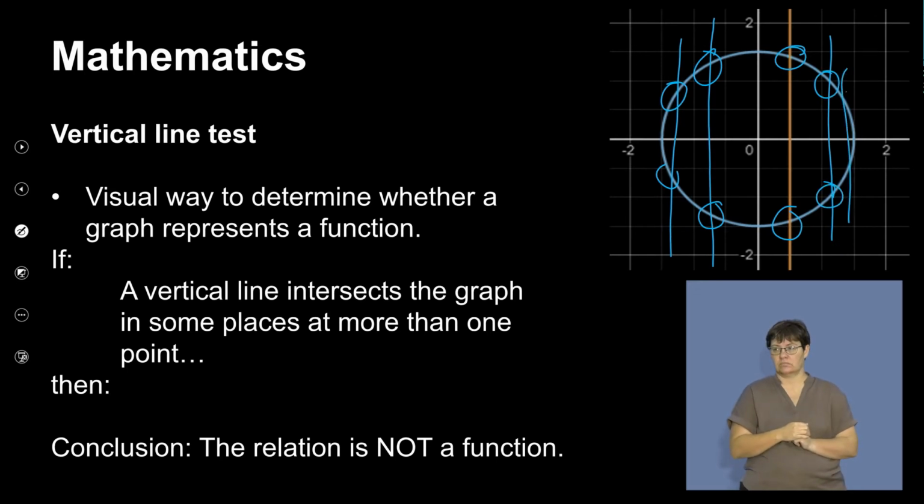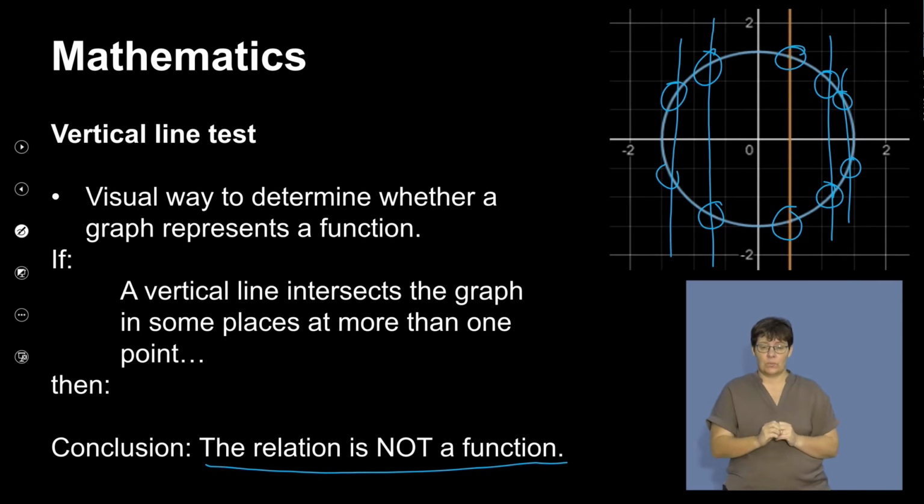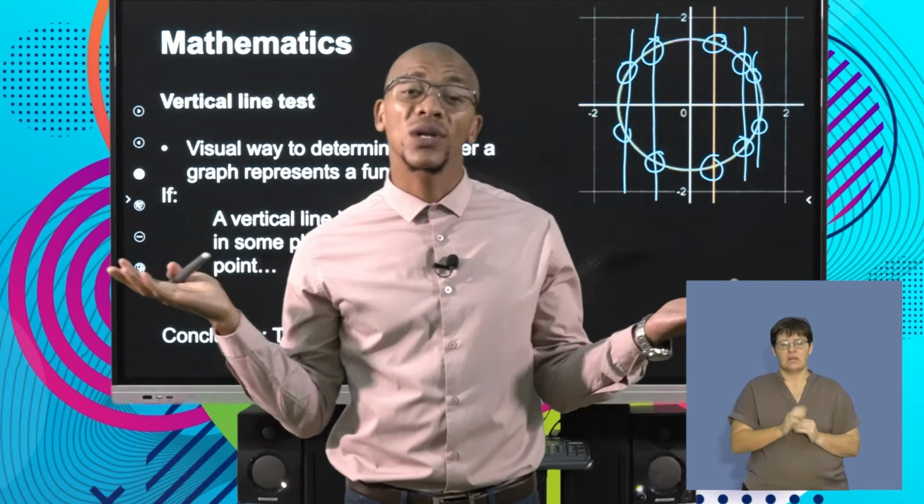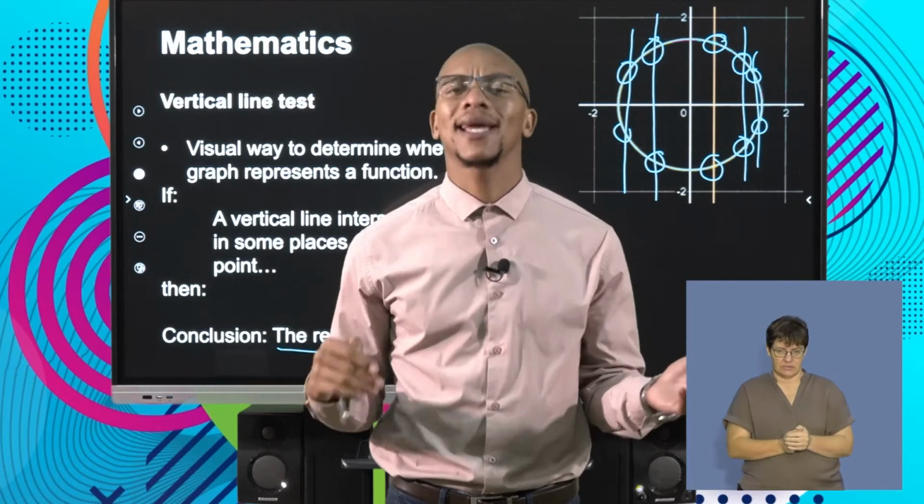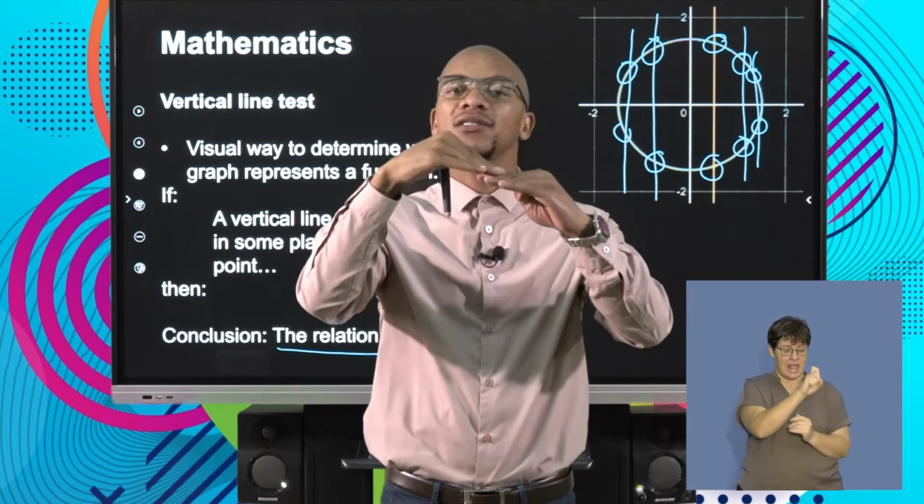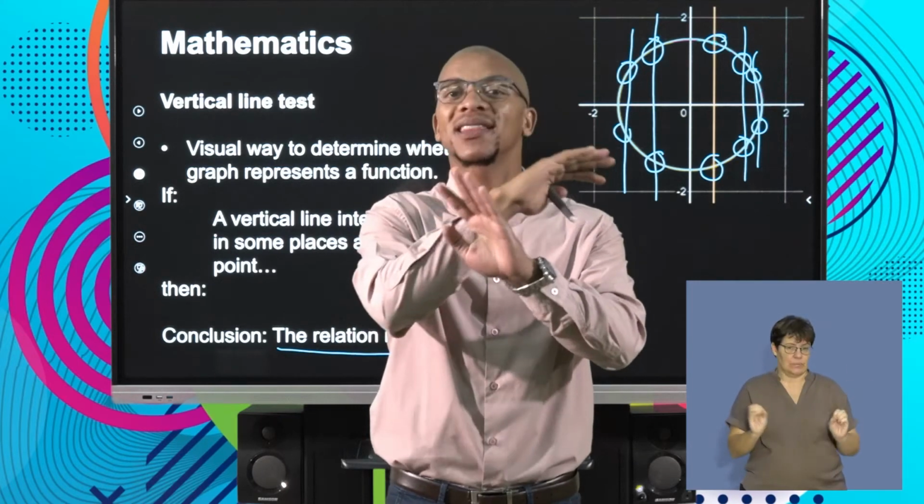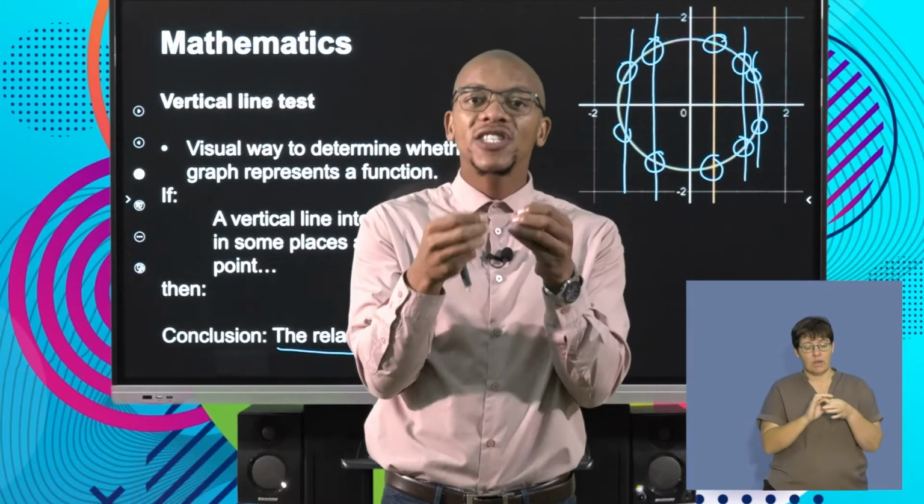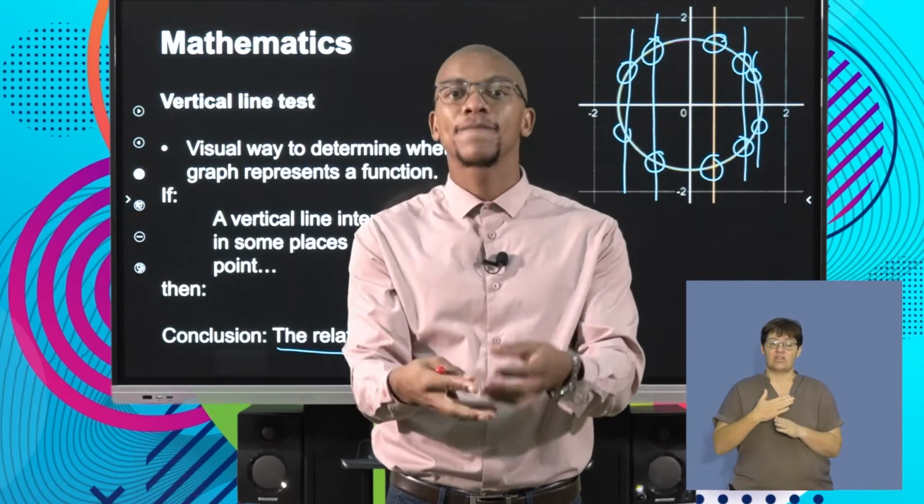You move it at 2 places. So my conclusion will therefore be it is not a function. Now, when it is not a function, what do we call it? We just call it a relation, right? A relation meaning there's a certain relationship between the x values and the y values, but that's where it ends. That relationship is not classified as a function.